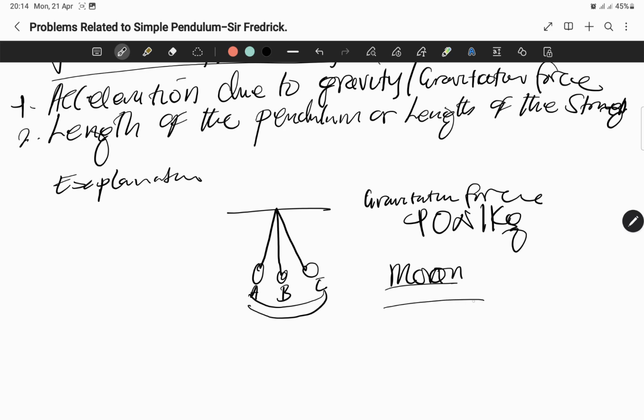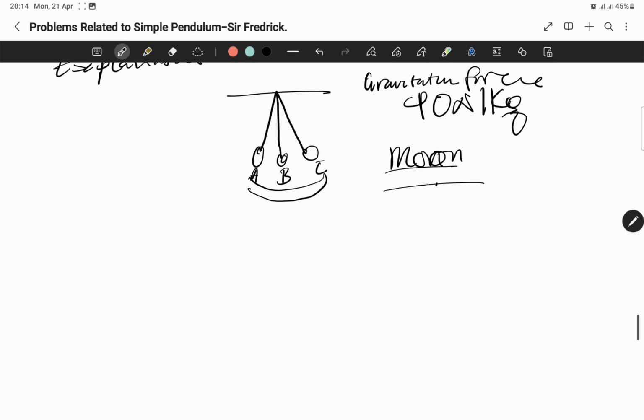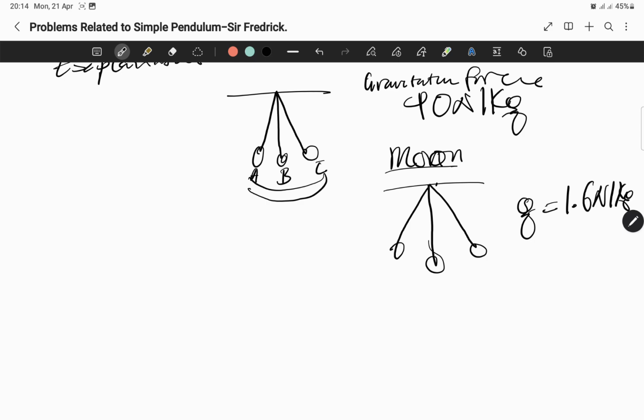If we have a pendulum suspended, we are now on the moon. And there, the gravitational force is believed to be 1.6 Newton per kg. So just imagine the gap from 10 to 1.6. So definitely there is a lower force of gravity there.